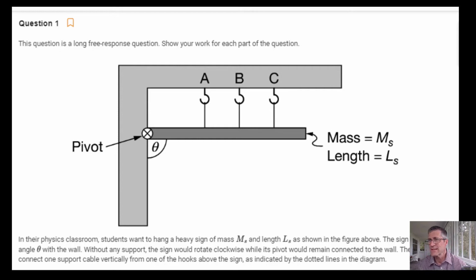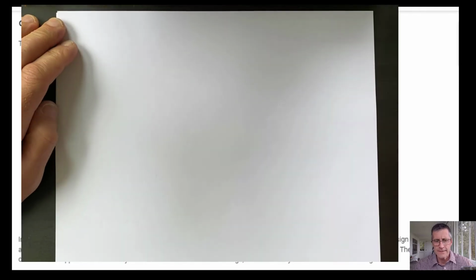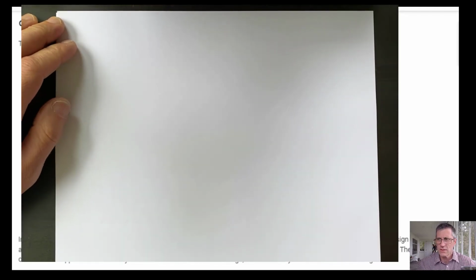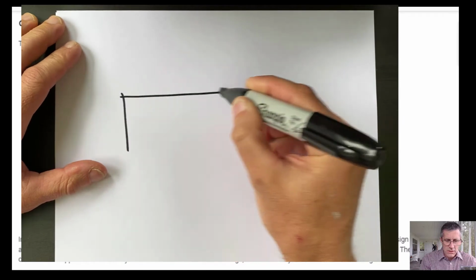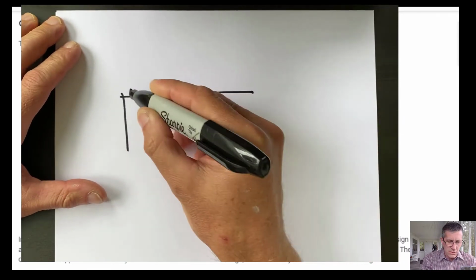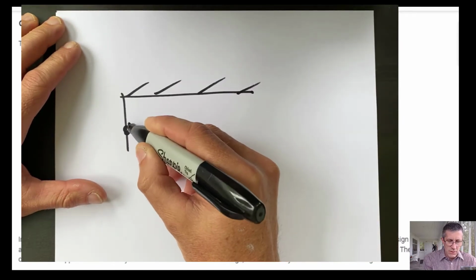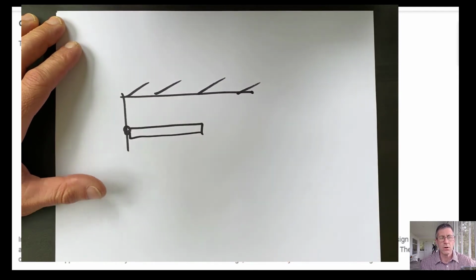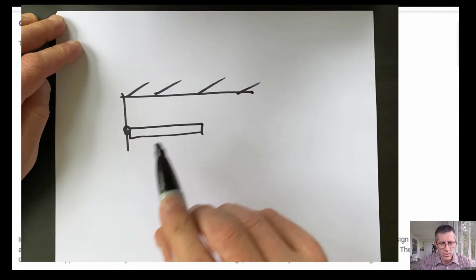So the first problem has this pivot with a bar hanging on it. And then there's three different places that we could hang this. So an important thing here. This is getting at the torque that's coming from something. So let's take a look. That's an important thing to think about, is that my bar here is generating some torque. So I have a pivot point. This bar is generating torque.